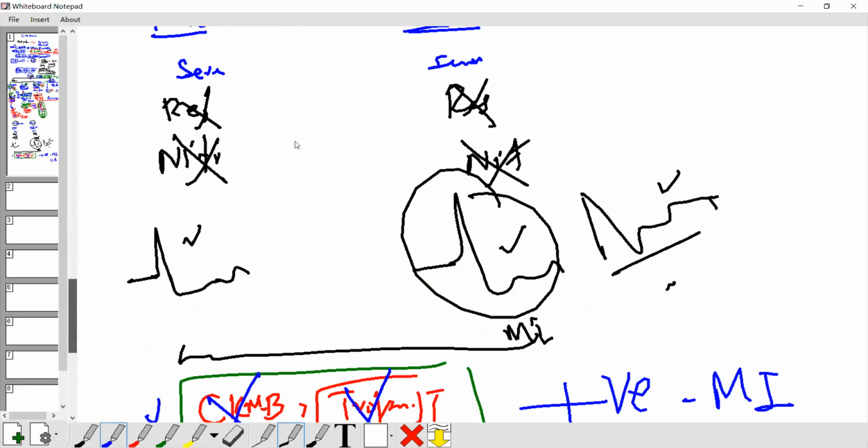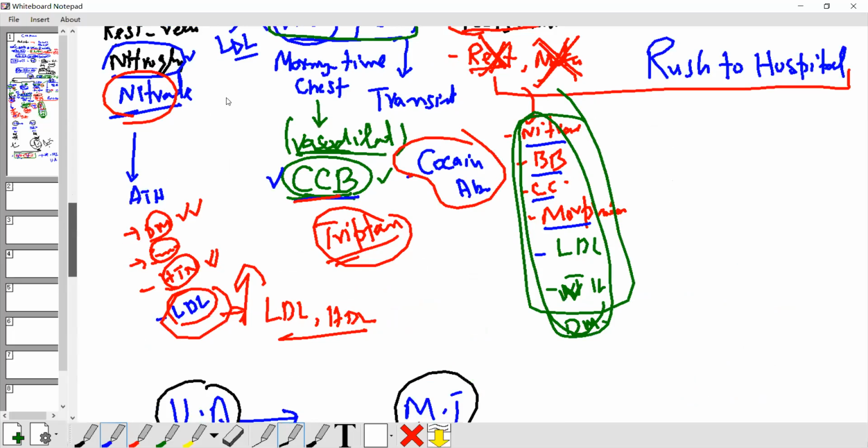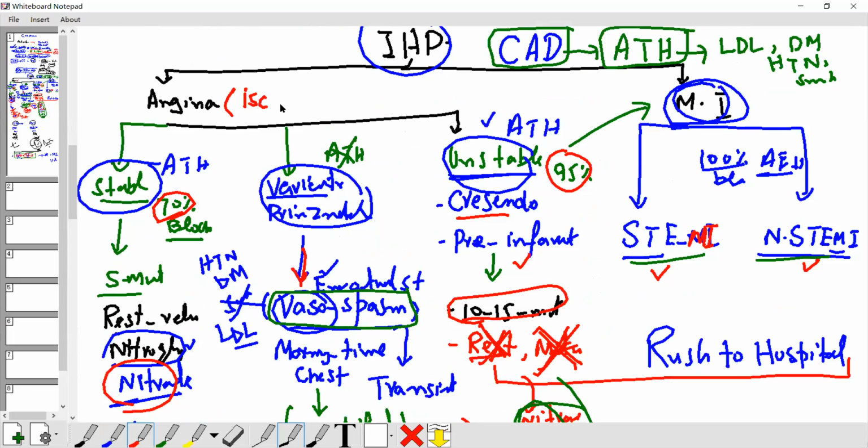What is the definition of angina? Angina means pain. I'm describing the pathophysiology of angina. Angina is just ischemia. When ischemia plus death of cell, when ischemia leads to necrosis, that is known as infarction. You know about myocardial infarction: ischemia leads to death of cell.